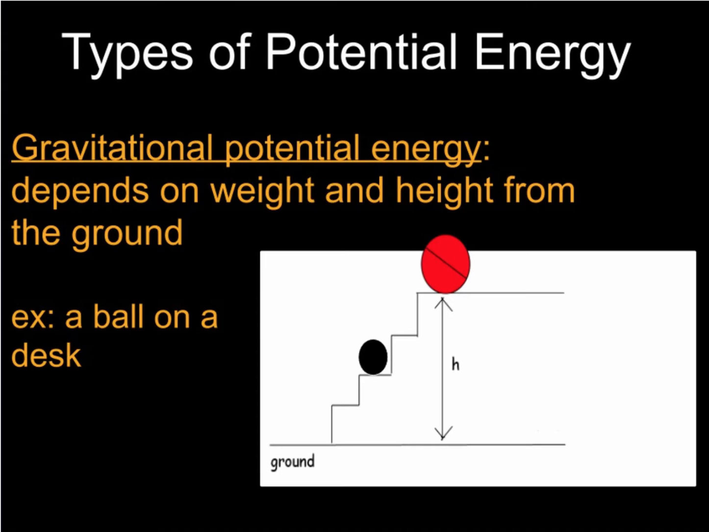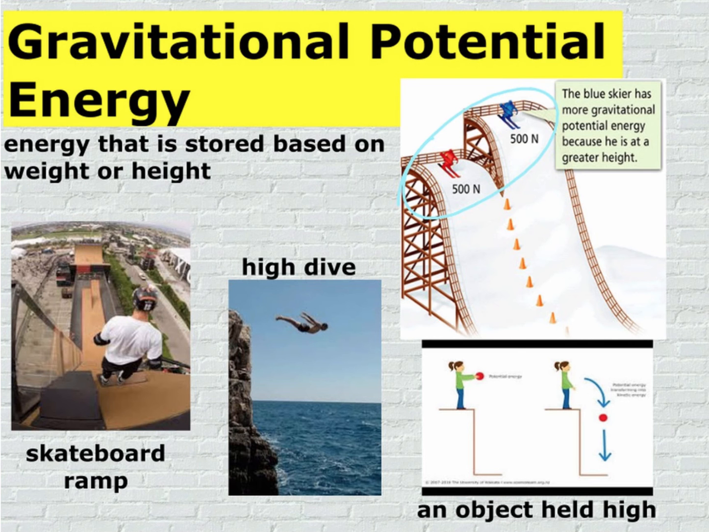The first one, which hopefully is the most obvious for you guys, is the gravitational potential energy, and it depends on the weight or mass and the height of the object from the ground. So the higher an object, the more gravitational potential energy it's going to have. The larger an object's mass, the more gravitational potential energy it's going to have. Here's some more examples. Like you've got this guy high diving, you've got a skateboard ramp. Notice these two guys here. The blue guy's a little bit taller, so he's going to have more gravitational potential energy.